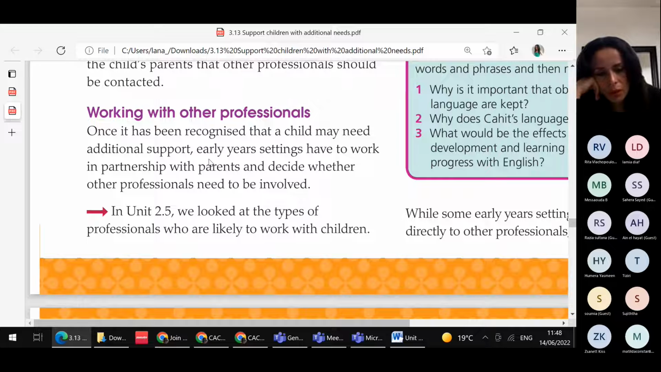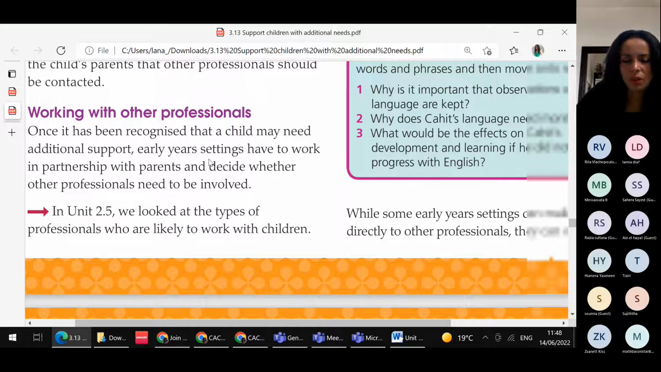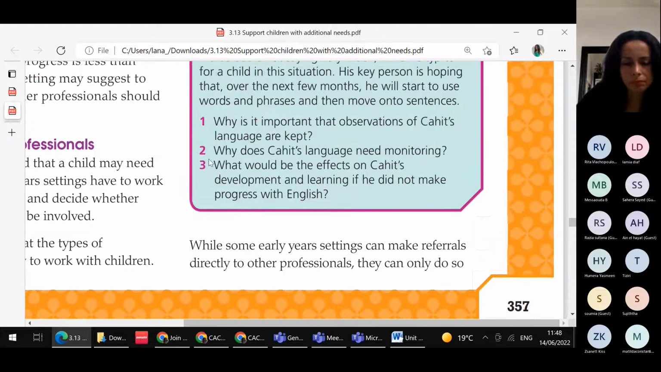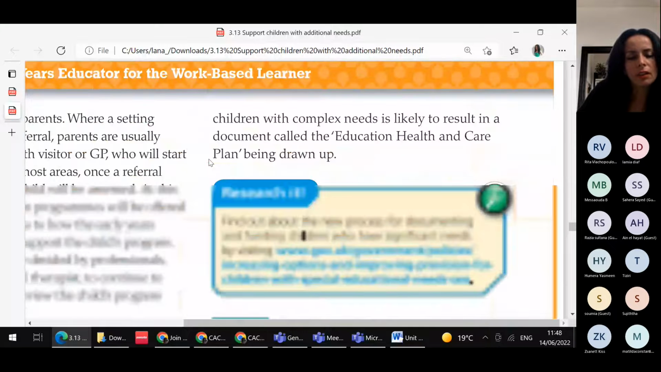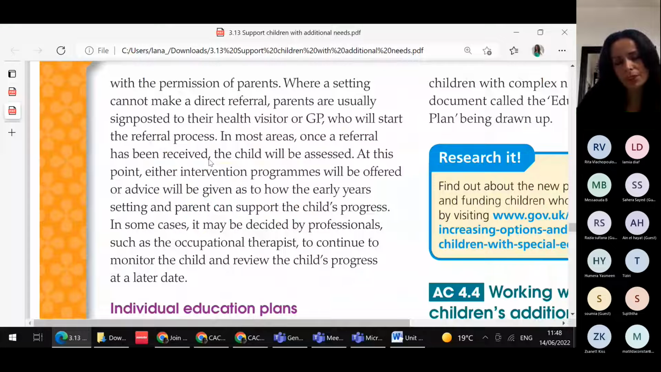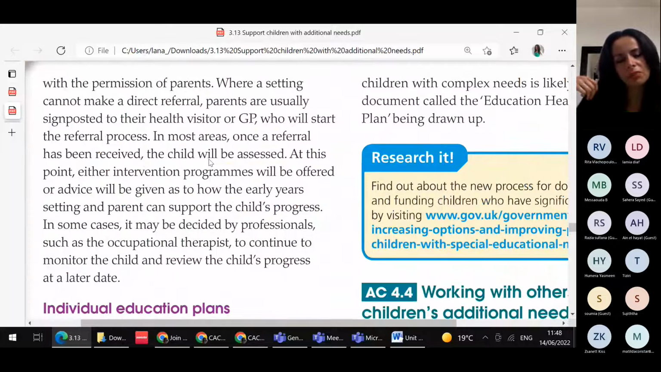Also, we can work closely with the parents, so we can all decide what's best for the child and how we can support them to develop, to explore, and to progress. So for us as practitioners, we need permission from parents to communicate with other professionals.